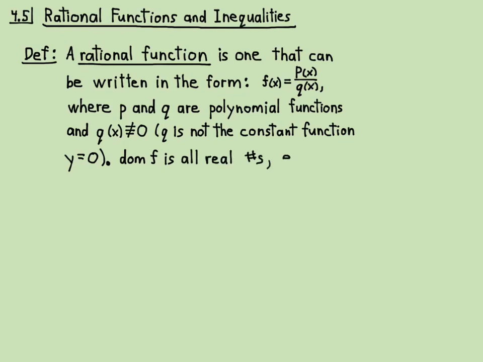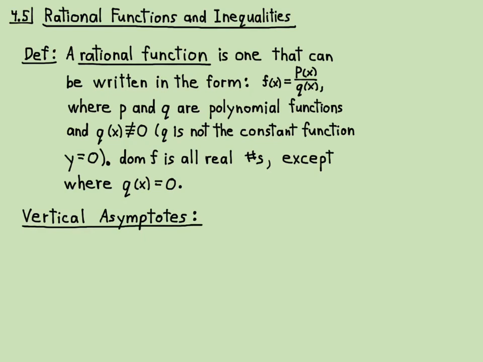So the domain of f is all real numbers except where q of x equals 0, because you can't divide by 0. So the domain of a polynomial, if it's not given, the implied domain is all real numbers. So the domain of p is all real numbers. The domain of q is all real numbers. So the only restriction on f is that q of x can't be 0. So to find the domain, you just find where q of x is 0 and omit those points. And there'll be a finite number of them.